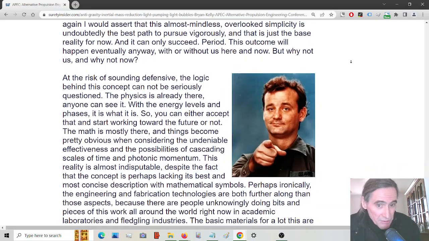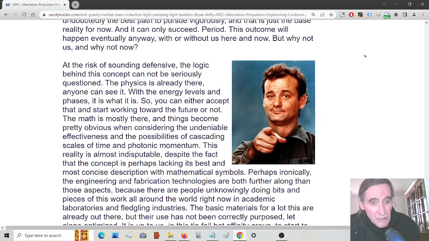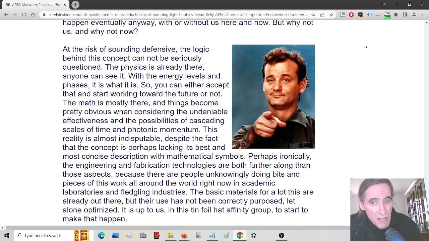At the risk of sounding defensive, the logic behind this concept cannot be seriously questioned. The physics is already there, anyone can see it. With the energy levels and phases, it is what it is. So you can either accept that and start working toward the future or not. The math is mostly there, and things become pretty obvious when considering the undeniable effectiveness and the possibilities of cascading scales of time and photonic momentum.